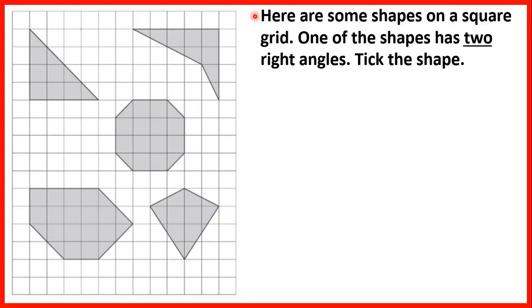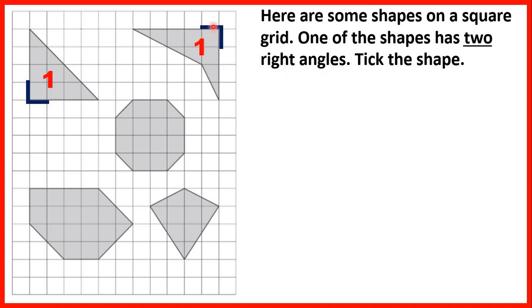Here are some shapes on a square grid. One of the shapes has two right angles. Tick the shape. So remember, a right angle is like the same size as the corner of a piece of paper or the corner of this screen. So we can see that this shape here only has one right angle, but we need to tick a shape that has two right angles.